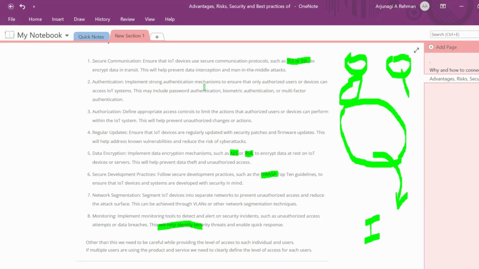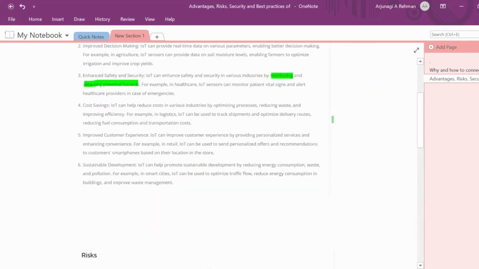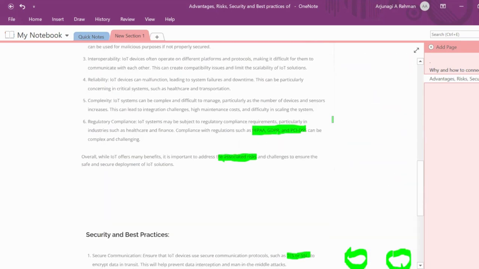So I hope you understood the advantages, risks, and security best practices for IoT. Each of these issues, advantages, and best practices we will see in future videos.